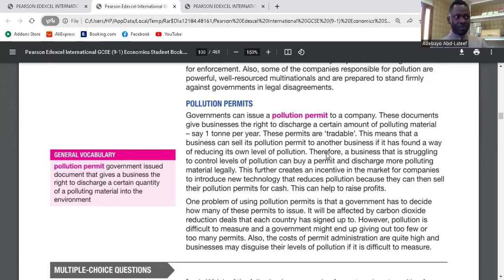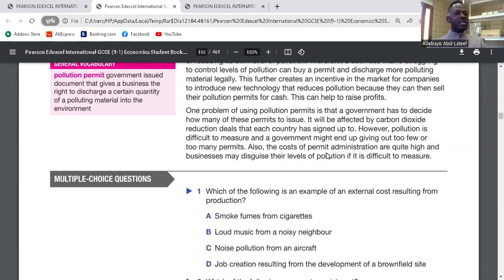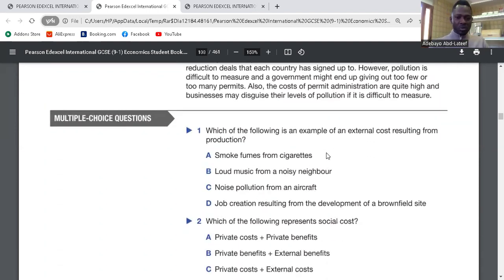You know, you get a pollution permit from government. Then why can't I go to government to get more pollution permit? You won't be able to, because the government has budgeted for pollution, so they cannot exceed that. So the only place you could get more is from those firms that have not used theirs. Is it clear? That is pollution permit. Any questions about externalities? No. Clear. So go to the MCQ.